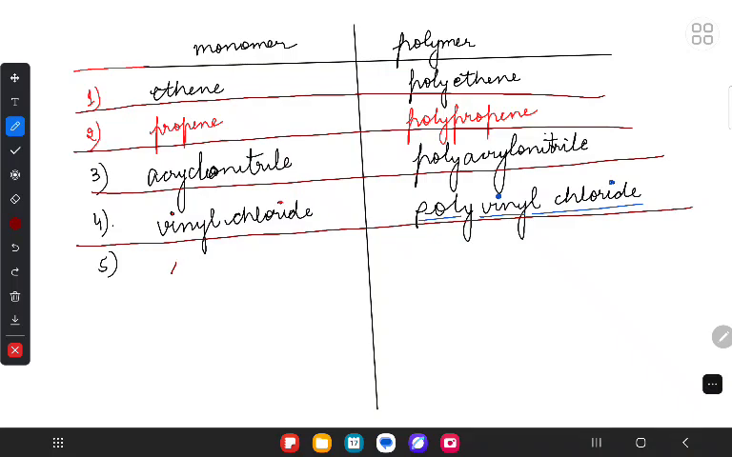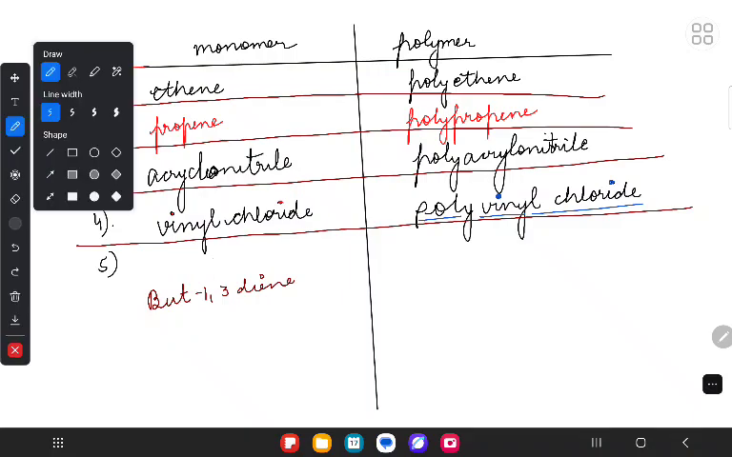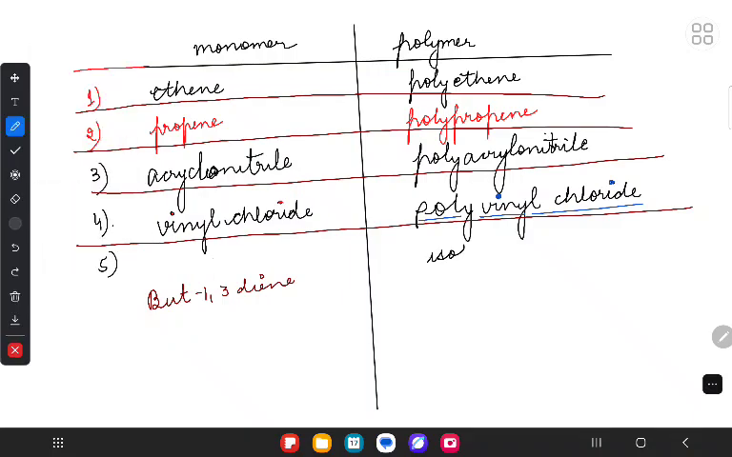Yes or no? So we will have isoprene. What is isoprene? It is buta-1,3-diene. Buta-1,3-diene is the monomer, and we get isoprene. What is isoprene? It's a natural rubber. Got the point?